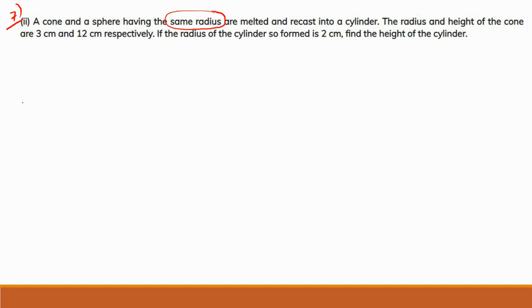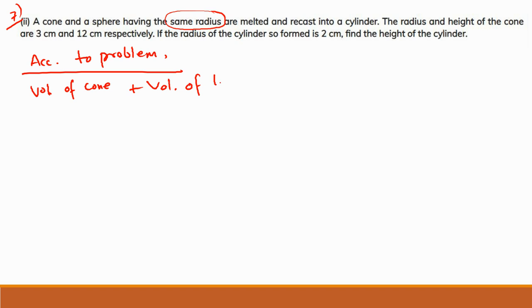So basically you can write according to the problem. You see this cone and the sphere are being melted and recast into a cylinder, right? So when we do that, the volume of the cone plus the volume of the sphere will be equal to the volume of the recasted cylinder.